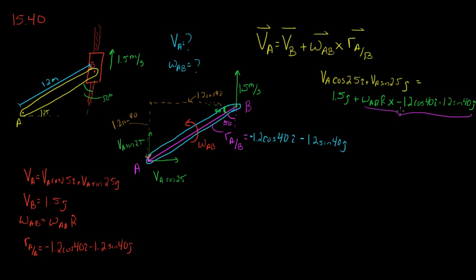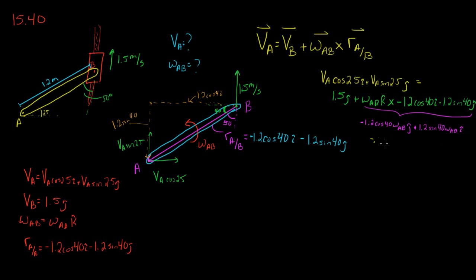This cross product, if we simplify it out, we're going to get a minus 1.2 times the cosine of 40 times omega AB of a k cross i, which is just j, and we're going to have a minus 1.2 times the sine of 40 omega AB of a k cross j, which is a negative i, and I will distribute that negative sign. So this is what that equation becomes, and I'm just going to simplify this, multiply this out a little bit.